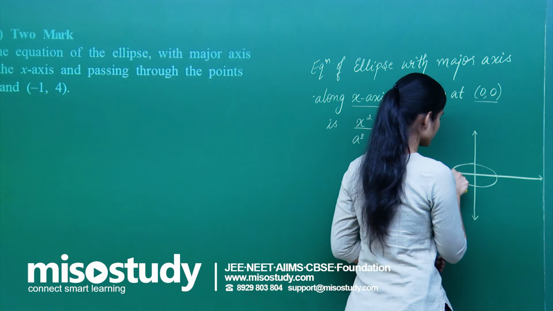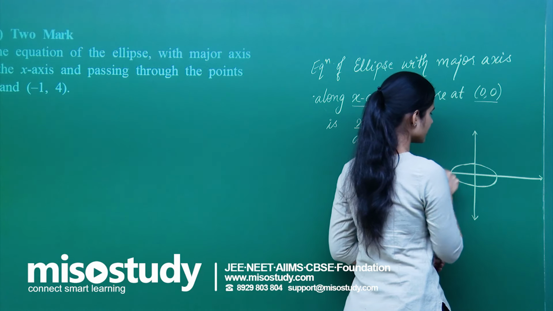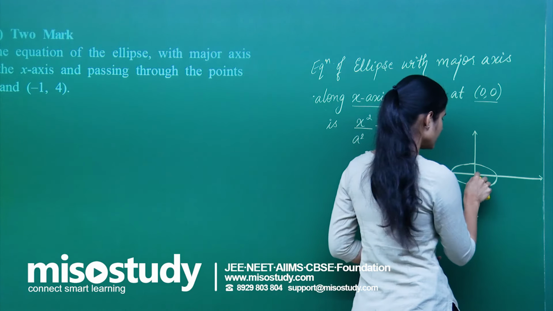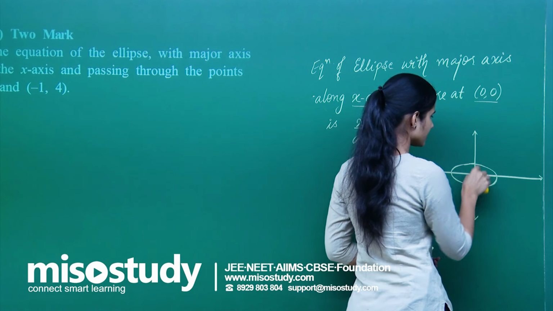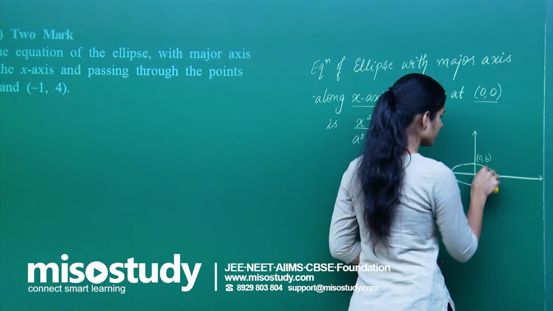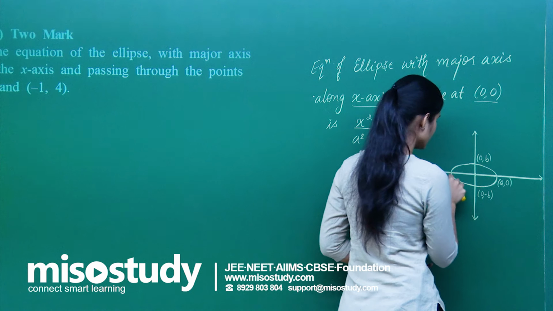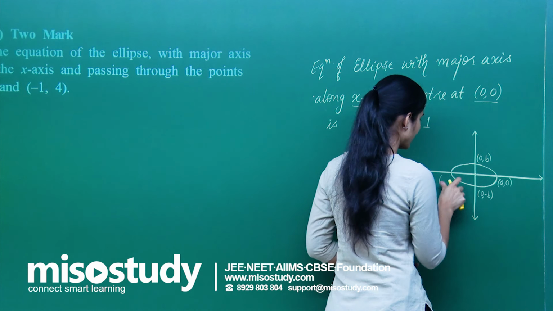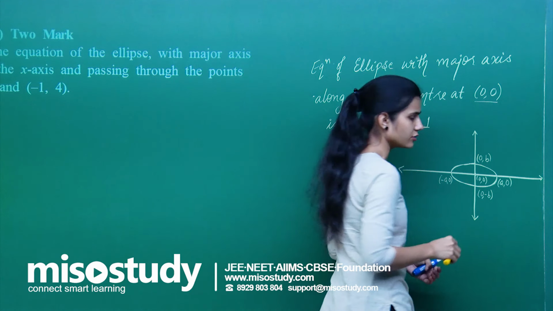Looks something like this, right? The major axis is along the x-axis and the center is at the origin. This is my origin. That's my major axis. That's my minor axis. So this is (0, b), (0, -b). This is (a, 0) and this is (-a, 0). And this point is (0, 0).